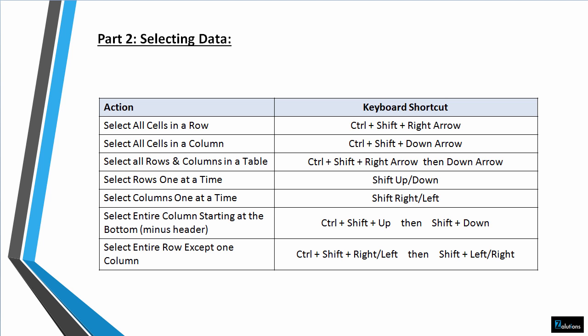If you want to select the entire column of data without the header from the bottom of a sheet, click Control plus Shift plus Up. Then, while holding just Shift, click Down to move the selection down the desired number of cells. If you want to select the entire row of data without the title or any number of columns, click Control plus Shift plus Right. Then, while holding Shift, click Right to move the selection over the desired number of cells.